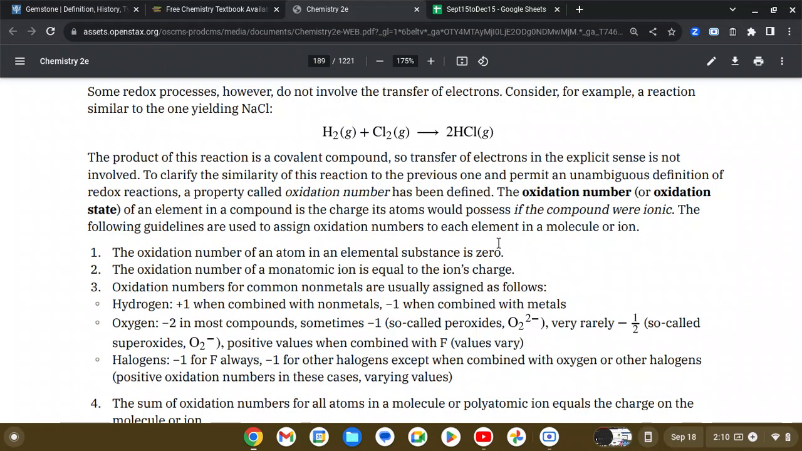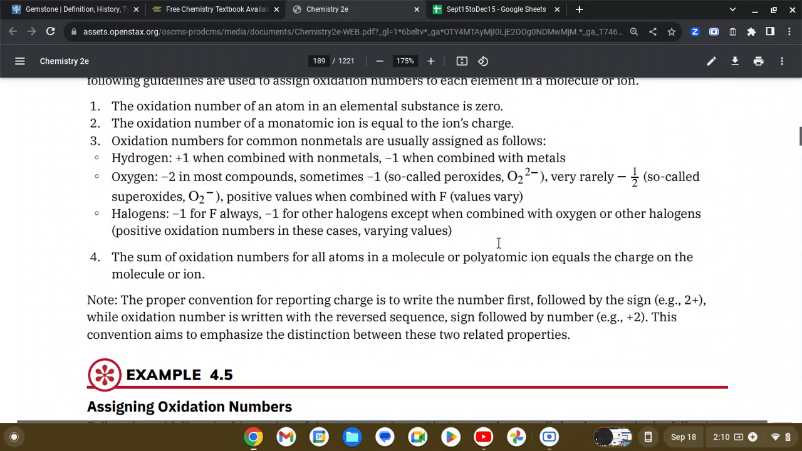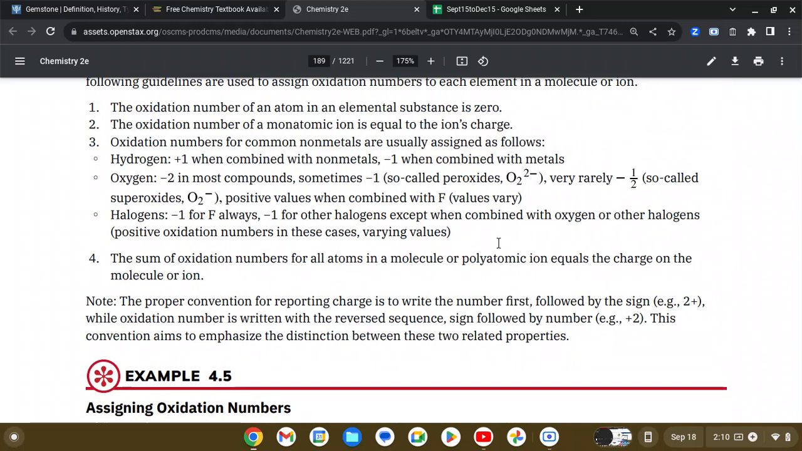The oxidation number, or oxidation state, of an element in a compound is the charge its atoms would possess if the compound were ionic. The following guidelines are used to assign oxidation numbers to each element in a molecule or ion. 1. The oxidation number of an atom in an elemental substance is 0. 2. The oxidation number of a monatomic ion is equal to the ion's charge. 3. Oxidation numbers for common nonmetals are usually assigned as follows.